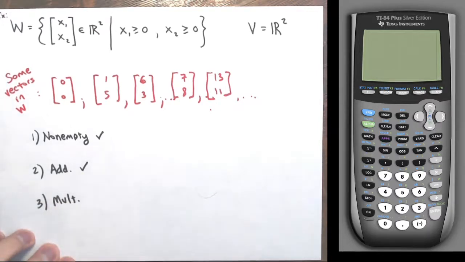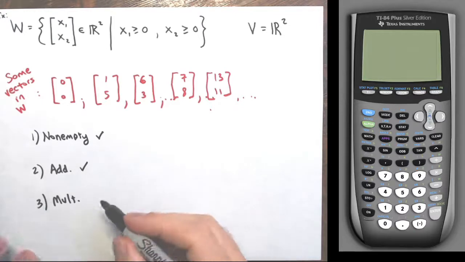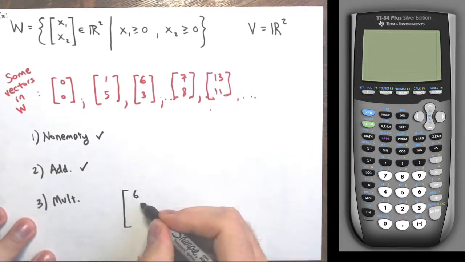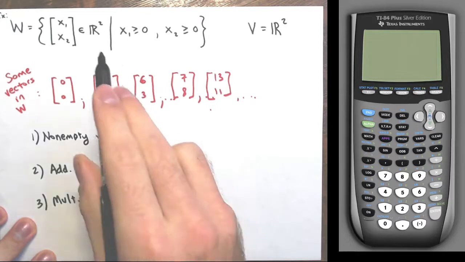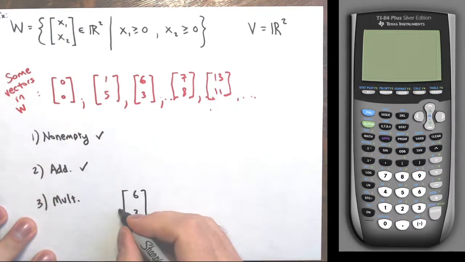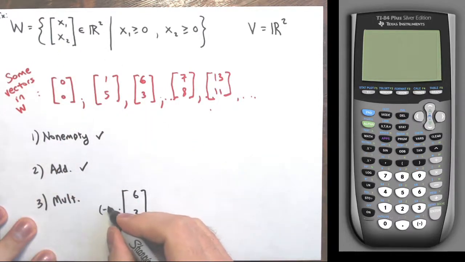Is it closed under scalar multiplication? So remember, this is take any vector in W, multiply it by any scalar, any real number. So not positive necessarily. So what if I were to take 6, 3 there? This is a vector in W, and I multiply it by the scalar, negative 5.